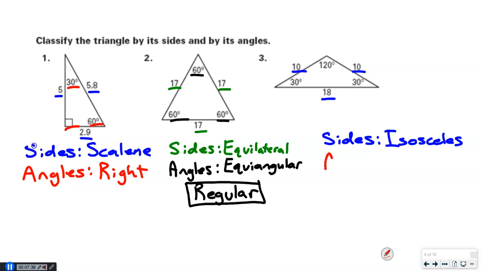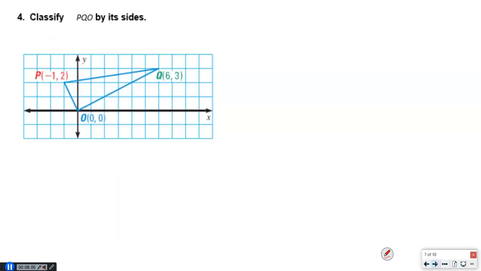And then classifying by angles. We have 30, 30, and 120. So we have one angle that's more than 90 degrees. It is an obtuse triangle. All right, one more example to work through.